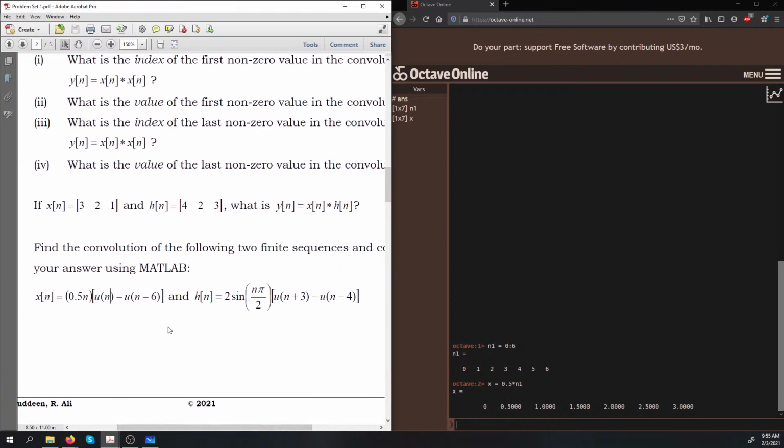Now, the reason why I'm saying n1 went from 0 to 6: if we watch the unit step, u of n and u of n minus 6, if we watch the brackets, that's n equals 0. And if we say n minus 6 is equal to 0, that means n is equal to 6. That means the difference of the unit steps just means that n goes from 0 to positive 6, and that gives us the range of n for x of n.